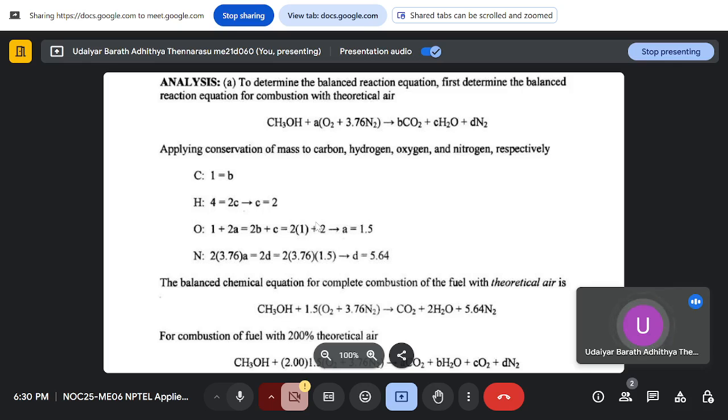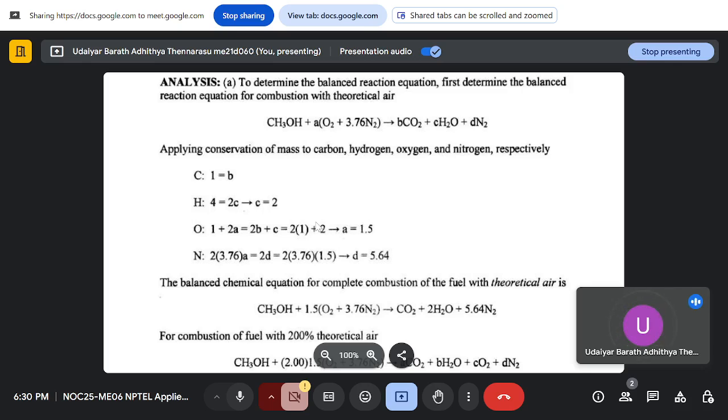Then we'll do an oxygen balance. The fuel has 1 oxygen atom plus 2 times A in air, which gives you 2 times B for CO2 and 1 times C for water. So we get 1 plus 2A equals 2B plus C. We know C and B, so substituting the values, we get A as 1.5.